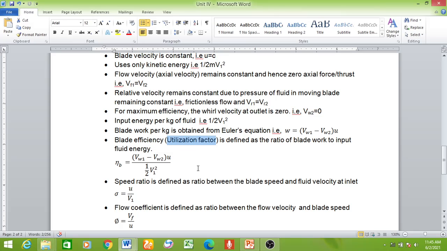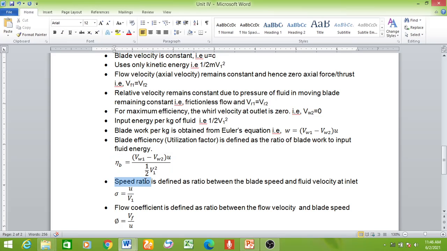The next parameter is blade efficiency, otherwise known as utilization factor. It is defined as the ratio of blade work to the input energy that we have supplied to the turbine system. The input energy is the kinetic energy that we supply, because we are talking about the impulse machine. So blade efficiency is given by this expression: the numerator is the blade work per unit mass, and the denominator is the kinetic energy per unit mass. That is known as the blade efficiency, otherwise known as utilization factor.